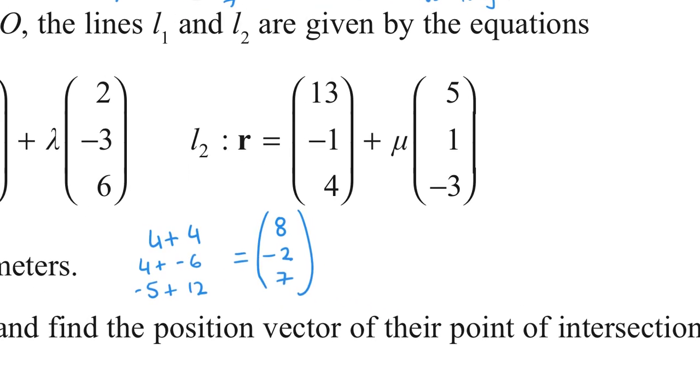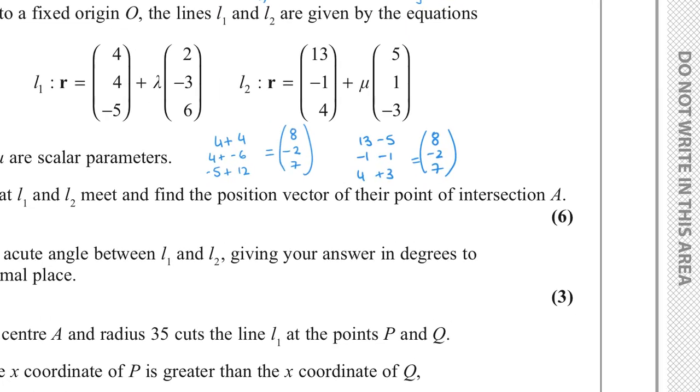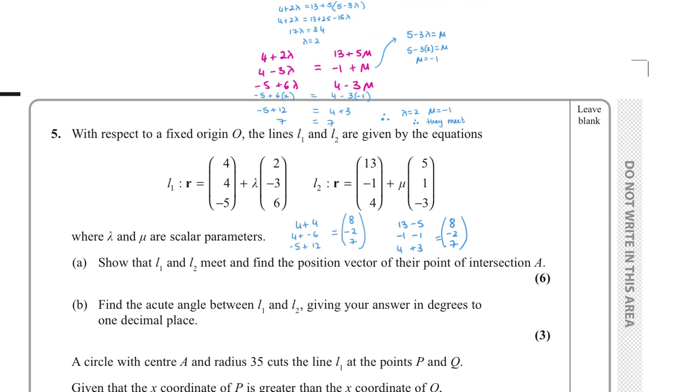Now, if you wanted to, we could do the same on this side. So 13 plus minus 1 lots of 5, minus 5. Minus 1, oh sorry, this is 8. Minus 1, minus 1, minus 2, 4, minus 3, it's plus 3, it's 7. So we can see we get the same point. And it says find the position, the point A. Okay, that's fine. (8, minus 2, 7). Beautifully done. Now it says find the acute angle between L1 and L2, giving your answer in degrees to 1 decimal place.